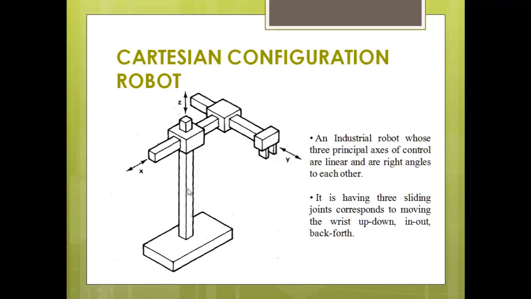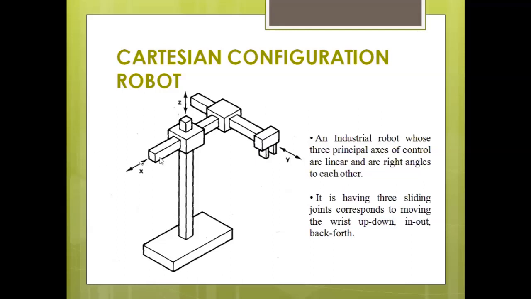First one is with respect to the z-axis, vertically upward and downward. Second one is with respect to the x-axis, in and out. Third, with respect to the y-axis, back and forth. By this, we get a rectangular work envelope.